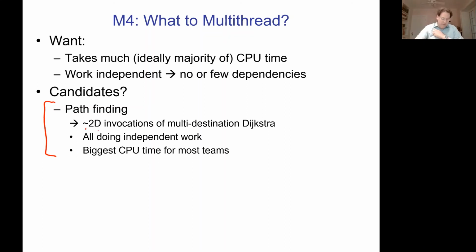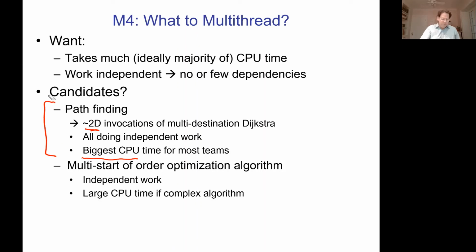So if you have D deliveries, we're going to invoke a multi-destination Dijkstra algorithm about 2D times if you want to pre-compute all the paths and get the best travel times. All of those are doing independent work. They're basically starting at some intersection, and from that start intersection, they want to find the minimum travel time to all the other interesting ones. That's independent. It also is quite a lot of CPU time. So for the biggest problems we give you, you can use most of your CPU time doing this path search if you want to compute perfect travel times. So that's probably the biggest gain, lowest hanging fruit.